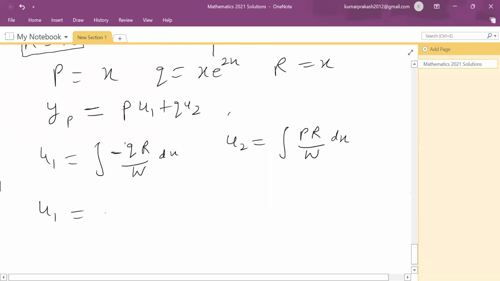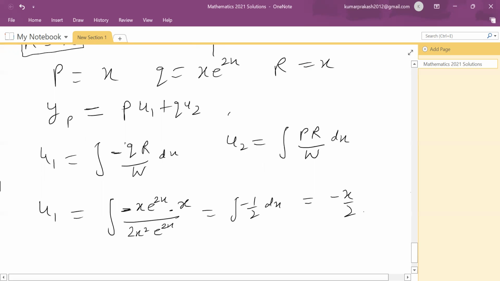So from this, u1 is equal to integration. What is the value of Q? Minus x e to the power 2x. What is the value of R? x. What is the value of W? W was 2x square e to the power 2x, right? So this will be x square, and cancelling, this will be minus of 1 by 2 dx. Very easy, minus x by 2.